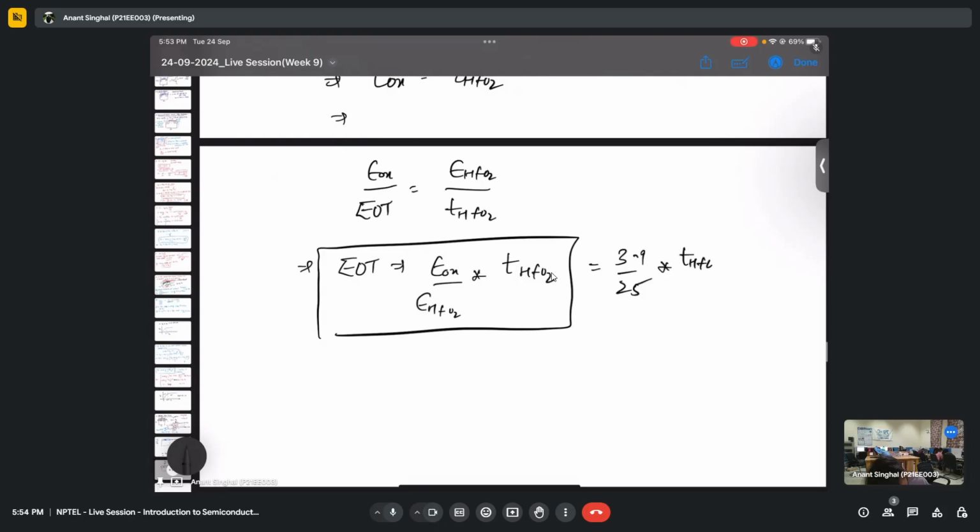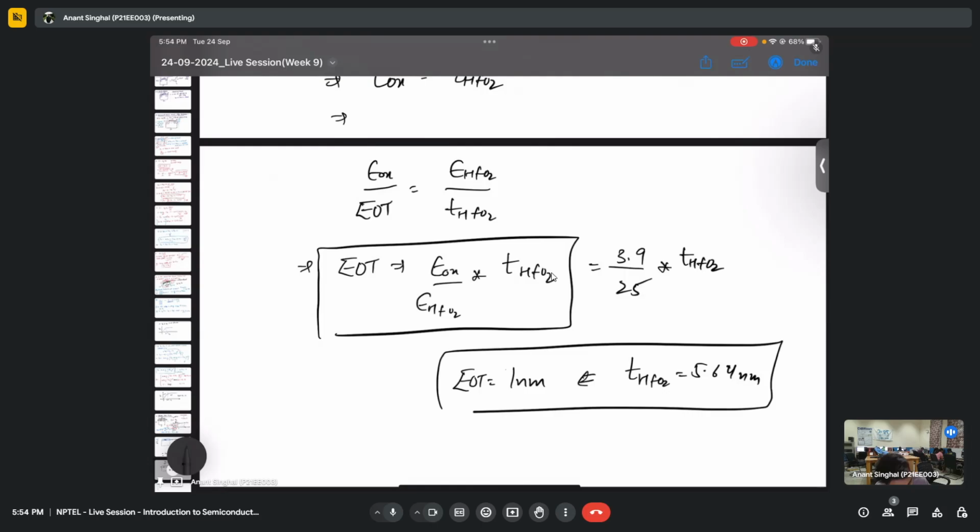So what we need to have in the structure is a higher thickness because, sorry, if I take THFO2 around 5.64 nanometer, then this particular EOT will come around to be 1 nanometer. So are you able to understand that while fabrication we need to put 5.64 nanometer thickness of the oxide if we are using HFO2 as a material to get the equivalent SiO2 of 1 nanometer.